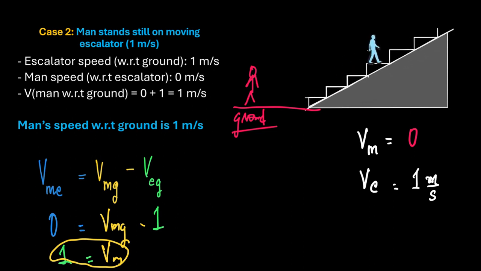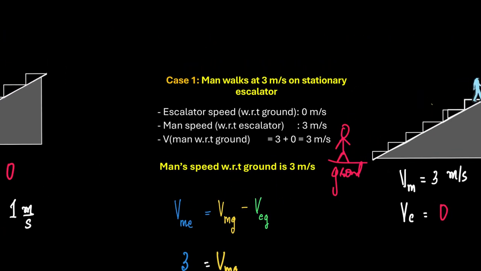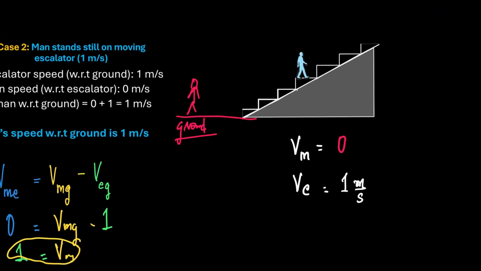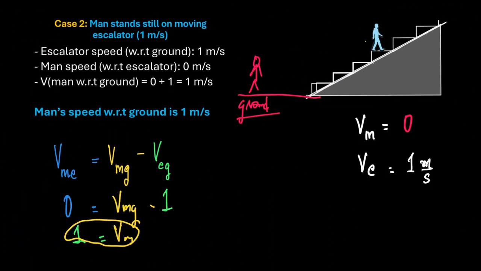second. What was it earlier? In the previous case, the observer on the ground was observing the man and visualizing that he's going up with a speed of 3 meter per second. In the second case, that becomes 1 meter per second.